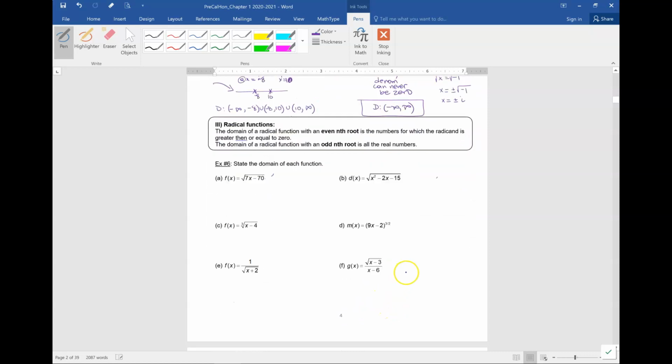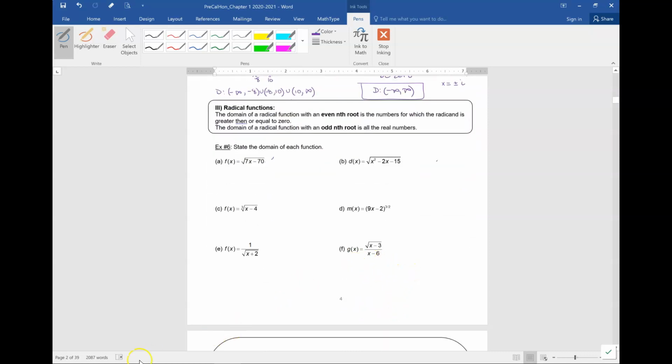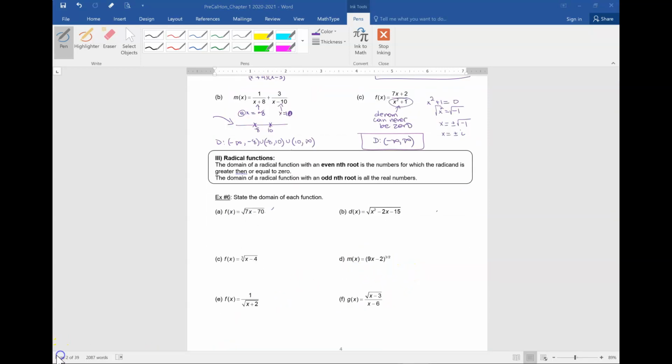Let's talk about radical functions. So here, for radical functions, okay, this is important now. The domain of a radical function which has an even nth root is the numbers for which the radicand, the stuff inside, is greater than or equal to 0. If it's an odd root, then it's all real numbers, right?